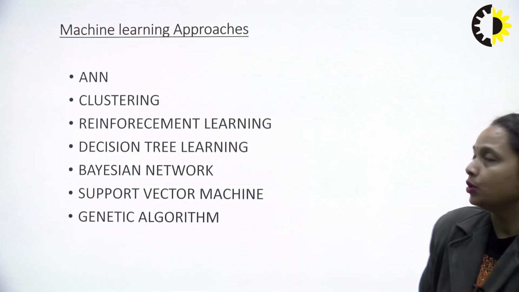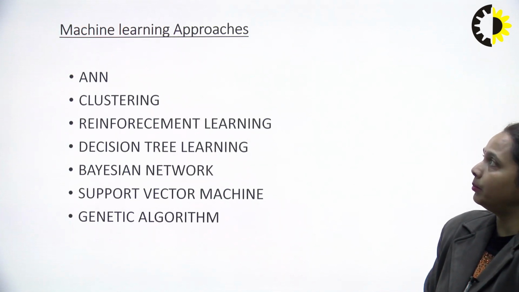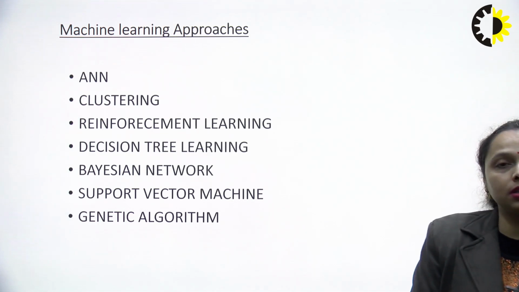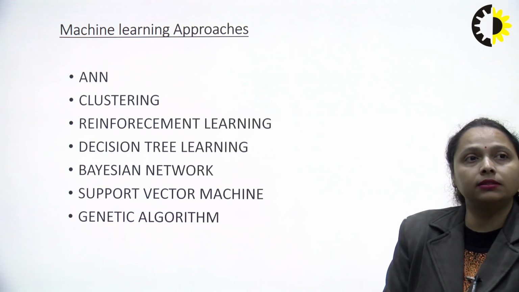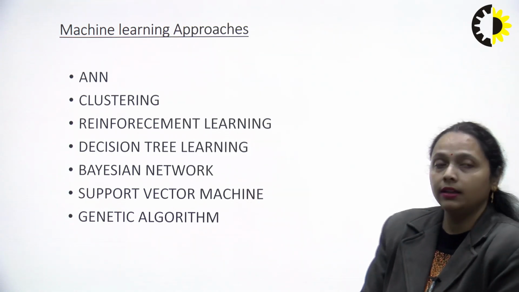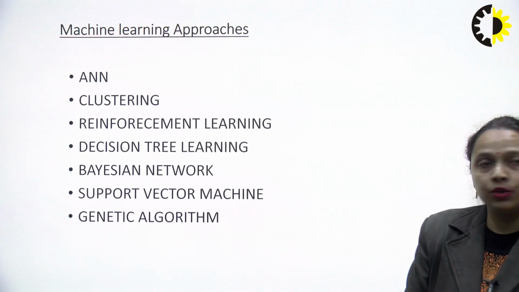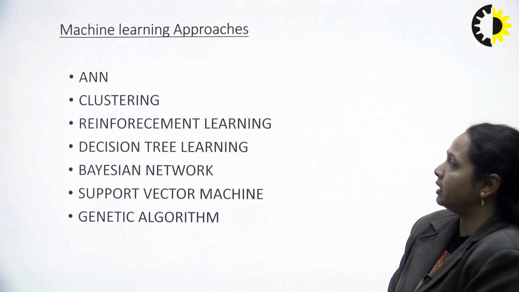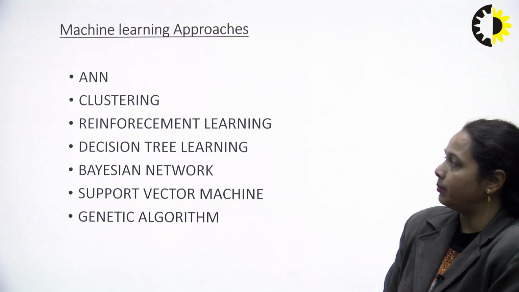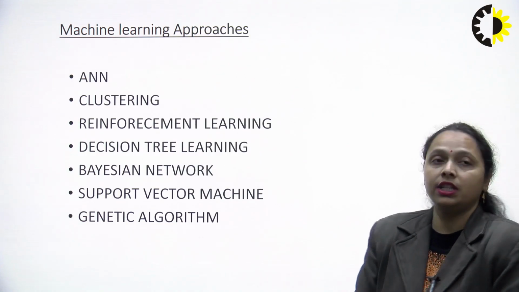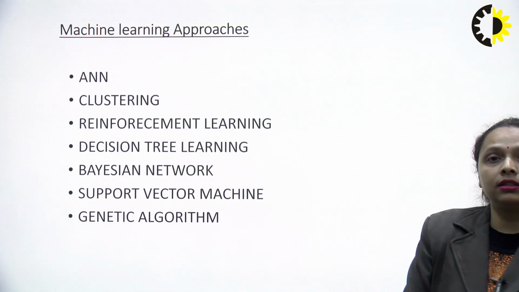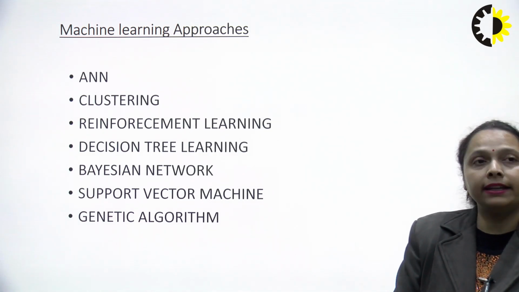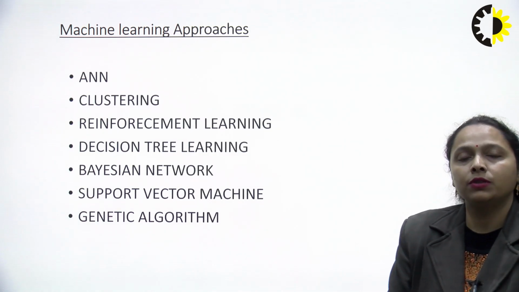Today I am going to discuss a new topic from machine learning, that is artificial neural network, ANN. So basically there are multiple approaches, or you can say algorithms, for defining machine learning, which are listed here: ANN, artificial neural network, clustering, reinforcement learning, decision tree learning, Bayesian network, support vector machine, genetic algorithm. In this particular lecture, I am going to discuss ANN in detail, and further topics will be covered in future lectures.